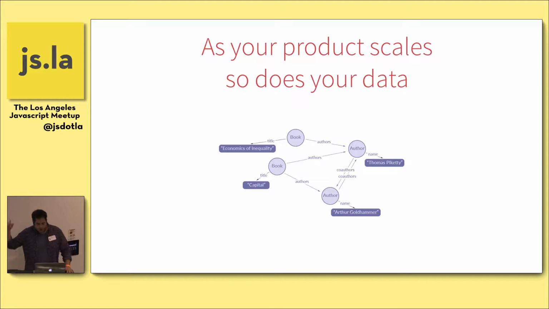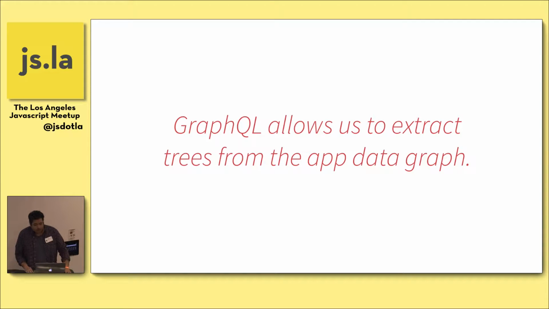You can see here we have a bunch of books with authors and co-authors and titles and all these pieces of data that are just very complex. And what GraphQL allows us to do is extract the trees of our data. So application graph is essentially a tree of data. We can extract those pieces of data for our clients.